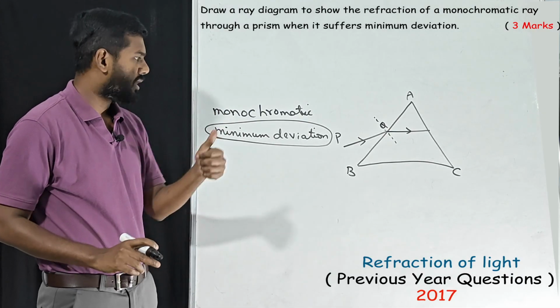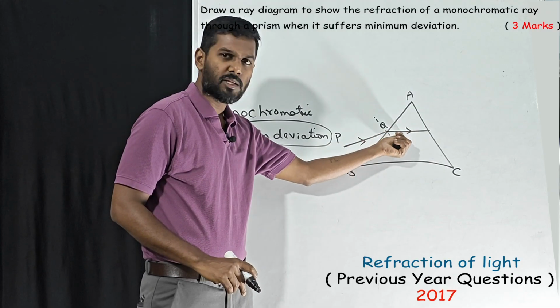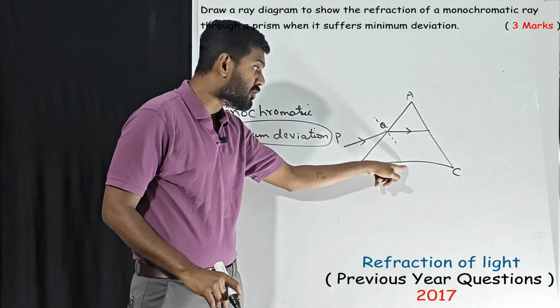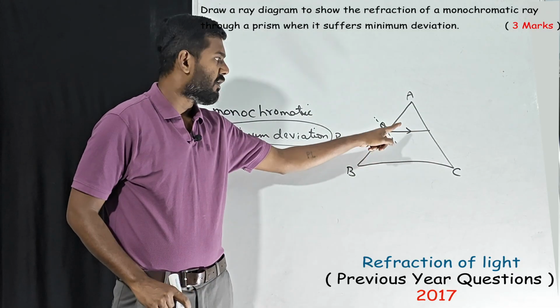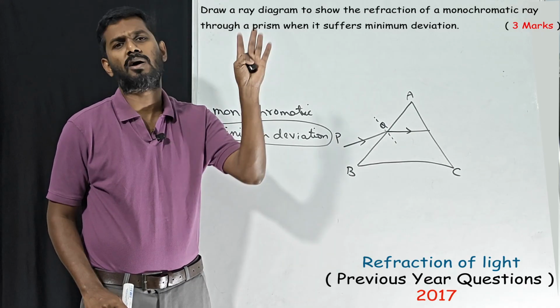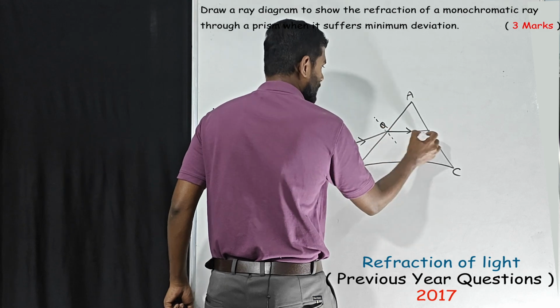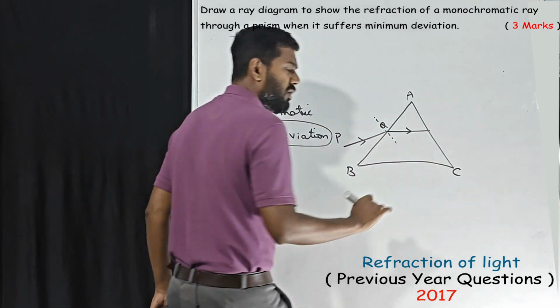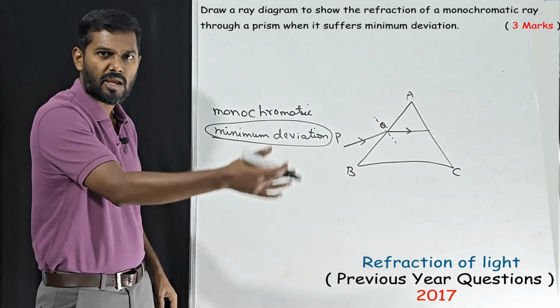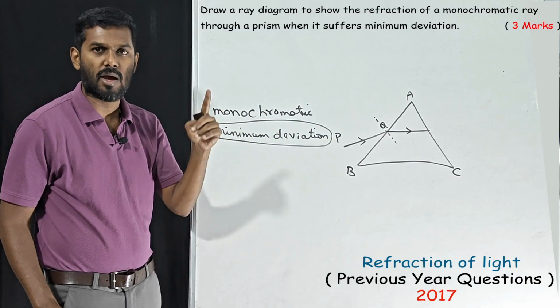Okay, minimum deviation. At minimum deviation, the refracted ray inside the prism has to be parallel to the base. Many students will not follow this one. This diagram is for 2 or 3 marks, and you will lose the complete marks. They'll just draw it like this, in some angle, and again one more, some angle. The emergent ray with some angle, and then you will think you are going to get full marks, correct?